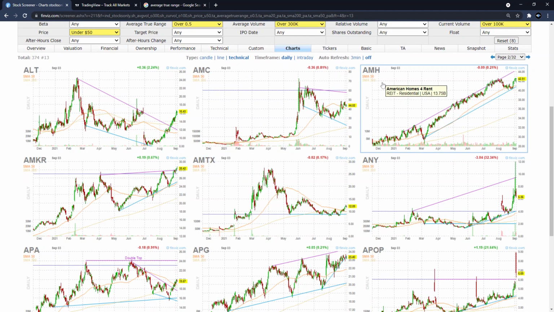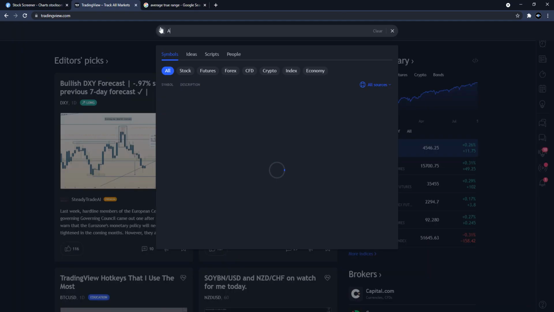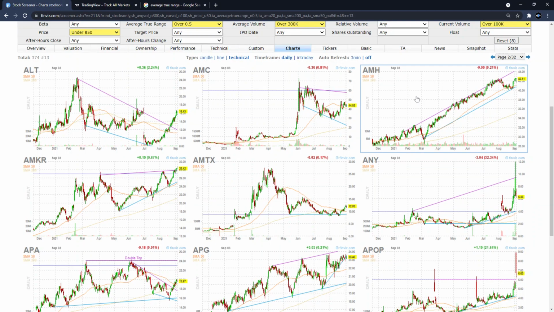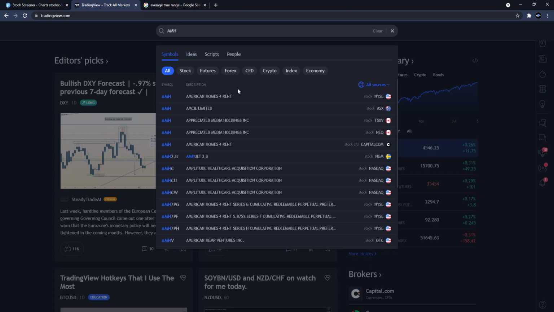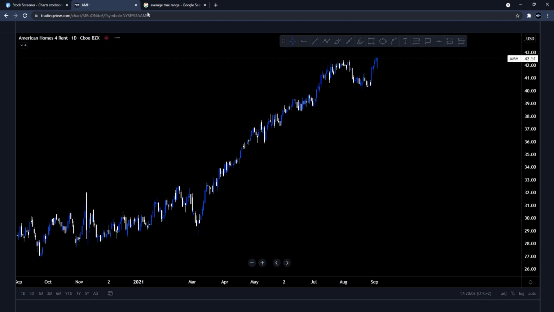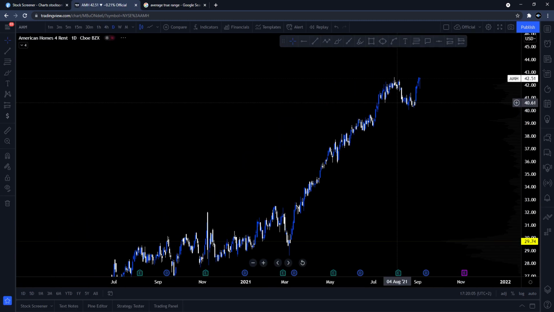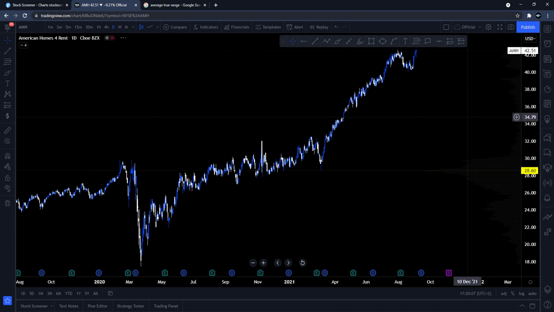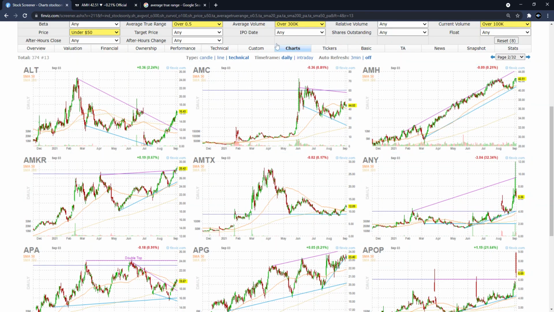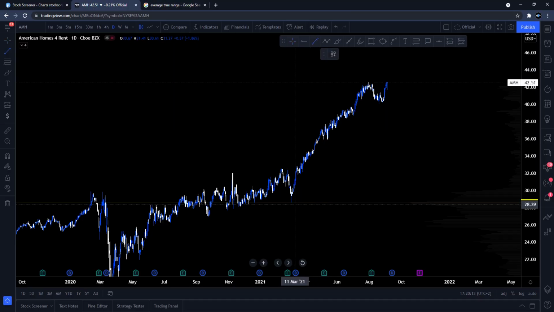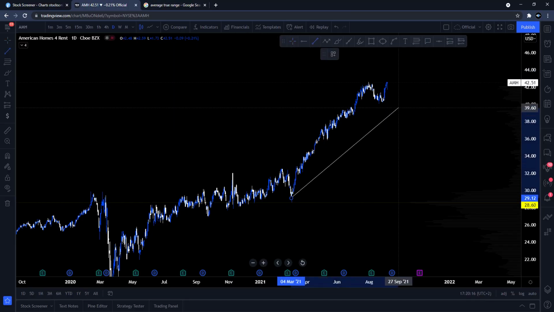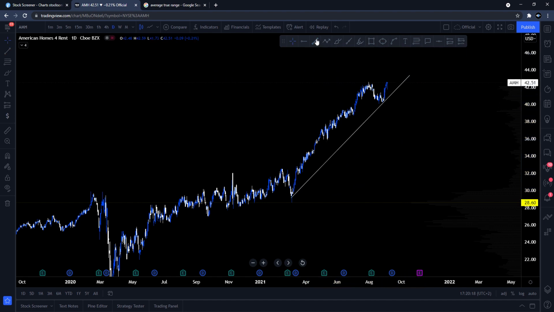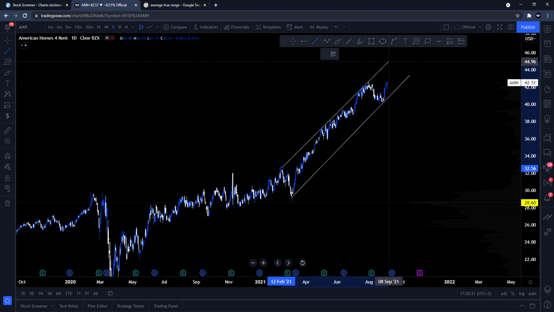For example, let's go with AMH. Let's see how it would go. So it's American Homes for Rent. A rental company, a great business, I guess. It sits at right around $42 at the moment. So this is how the daily chart looks like. This is how it is set up. So we have channels. Okay, this is how it looks at the moment.